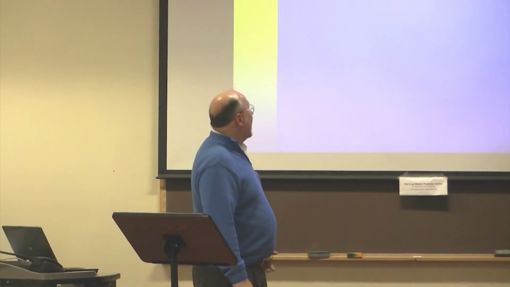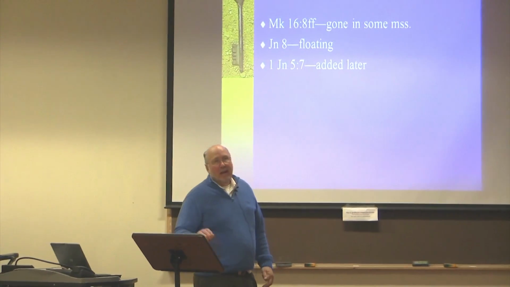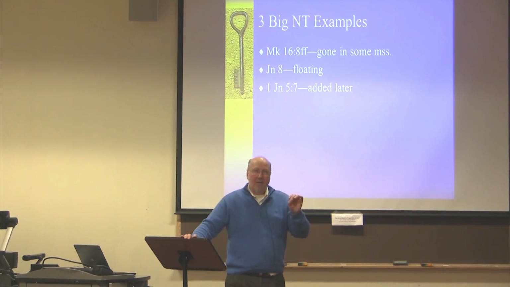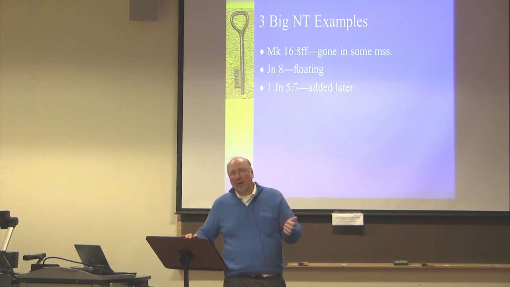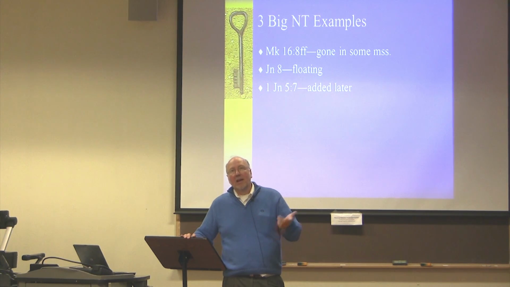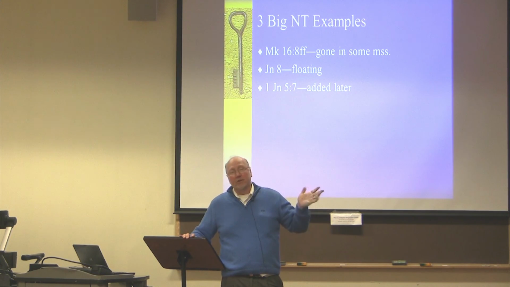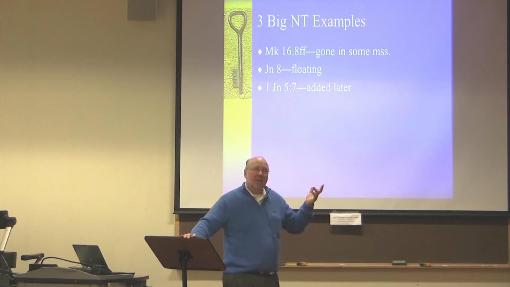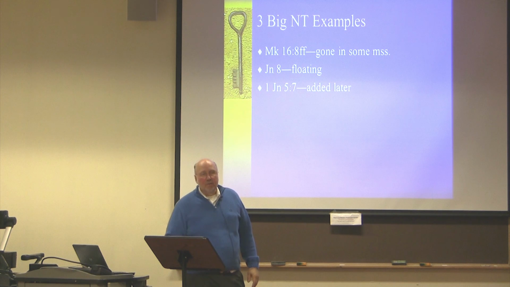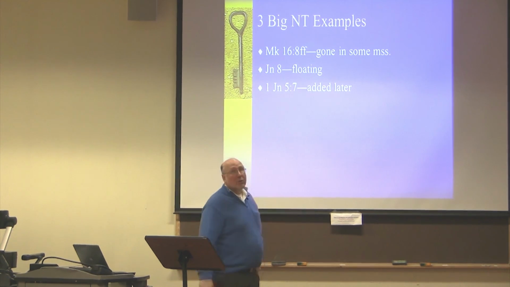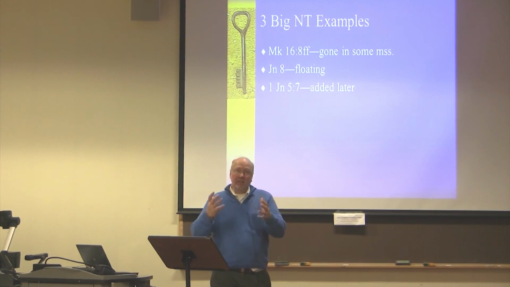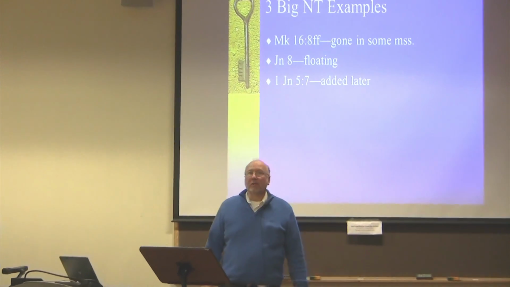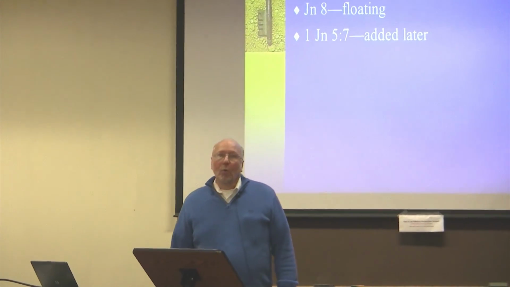And then the third one that's huge is 1 John chapter 5, verse 7, which talks about the Trinity, the Father, the Son, and the Holy Spirit. Now, by the way, does the Trinity depend on this verse? No. We establish the Trinity from other verses. But this verse has a clear statement of the Trinity in 1 John 5:7. These are the big three places where there are textual variations in the New Testament. And we'll talk about those next time.